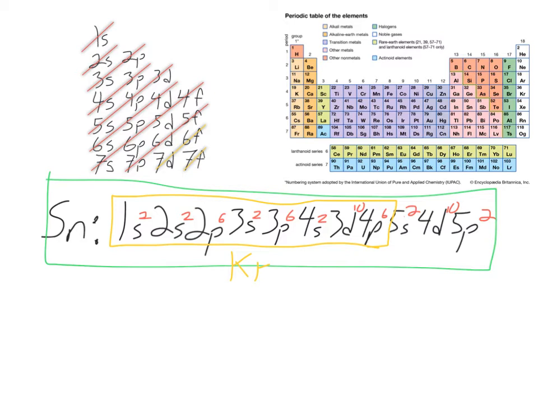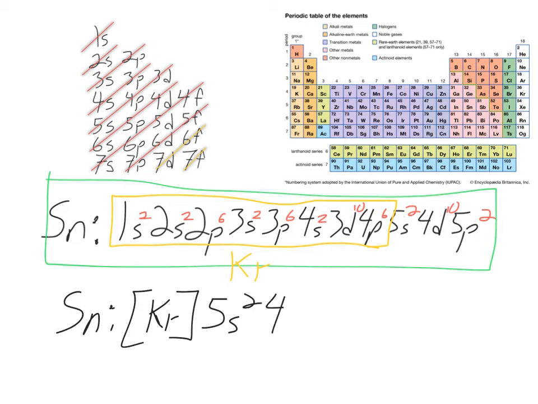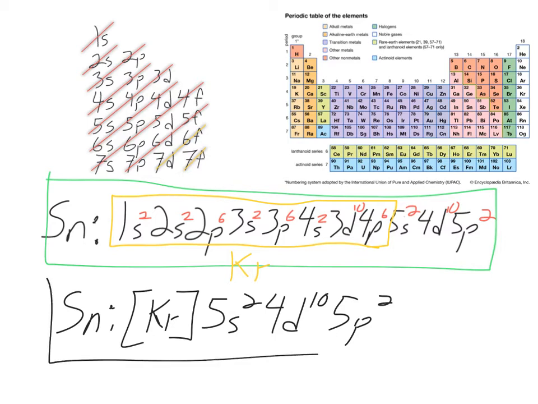Since we can sum all of that up in that, we can rewrite tin, and we can say that the shorthand for tin is nothing more than Kr, and you usually put some sort of brackets to indicate that you're using it as a substitute. And then we have to put whatever was after it. So we still have 5s that has 2 electrons in it. We have 4d that has 10 electrons in it. And we have 5p that only has 2 electrons in it. And this works for tin as well. We can now use this as the shorthand for tin because that noble gas, it's going to lock things down.